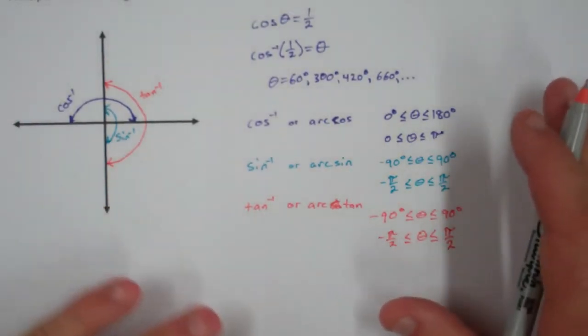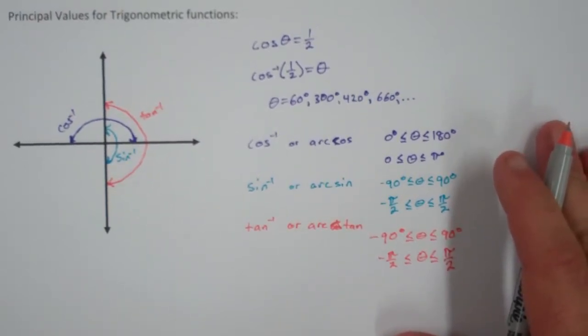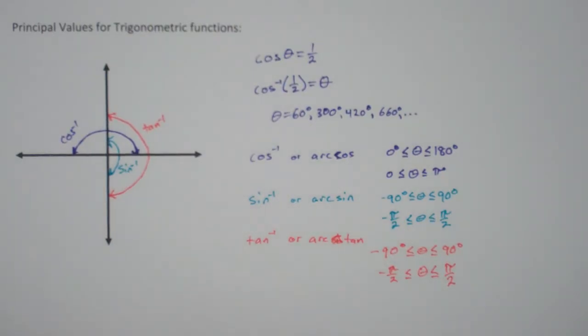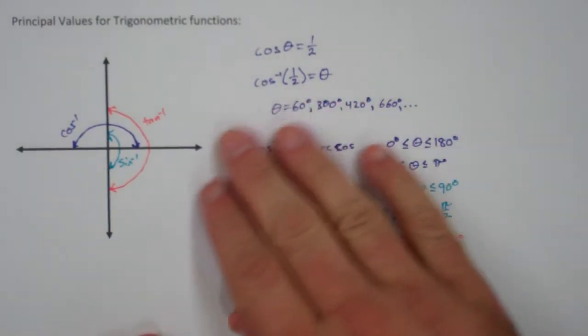So that's it, principal values for trigonometric functions. We're just trying to restrict the angle measures so that we don't have repeated values, and these are the ones that we've agreed on.